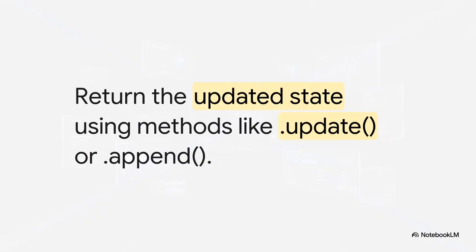And integrating this into your Python code is super straightforward. At the end of your action, you just return the updated state. You use methods like .update to overwrite data or .append to safely add to lists, like a chat history, without actually modifying the original array. You are always returning a brand new, perfectly clean state object back to the framework safely and predictably.